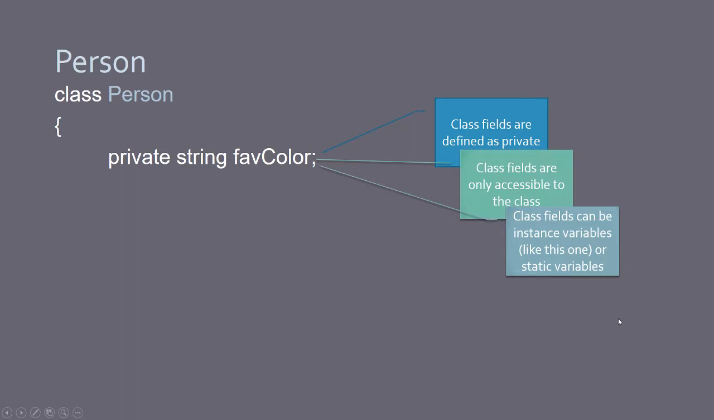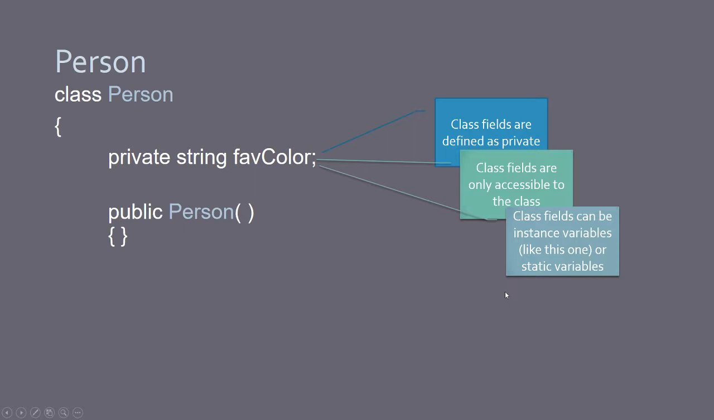Now, a class field could be an instance variable like this one, which means that we'll create a new instance of this variable in memory every time we create a new person object. Or it can be static variables, which means we would only create one instance of the variable in memory for all of the different instances of our person object to share.